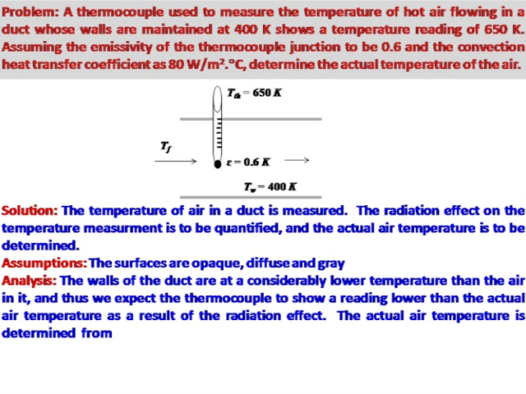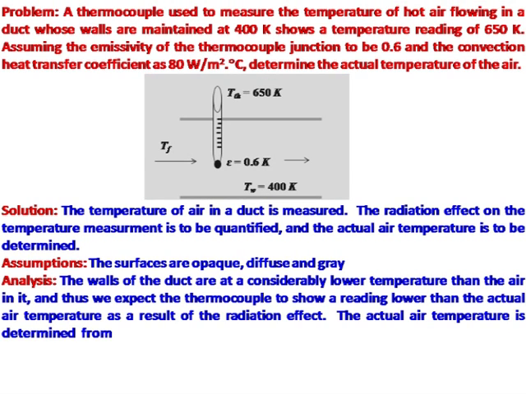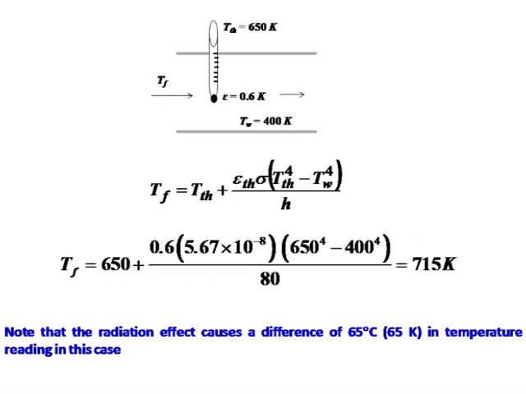I have a problem in which the wall is maintained at 400 Kelvin and the thermocouple reading is 650. What am I looking for? I am looking for the fluid temperature, and the emissivity of this bead is 0.6. Of course, the heat transfer coefficient has been given as 80 watts per meter square degree Celsius. It is significantly high. It is not natural convection, it is forced convection, and we can take this number for air at maybe around 4 to 5 meters per second. So if I plug in these numbers, with the thermocouple temperature as 650 Kelvin and wall temperature as 400, you see what deviation I get?